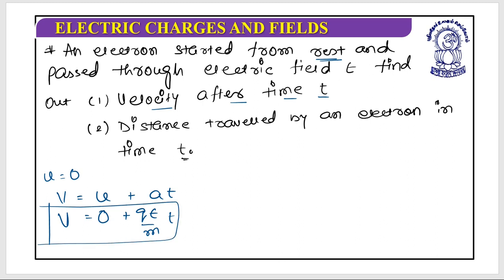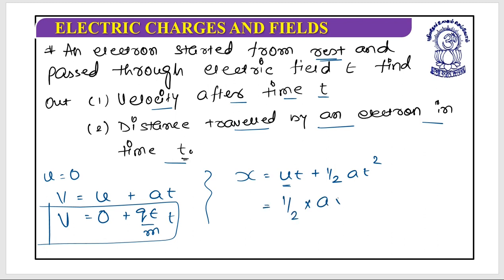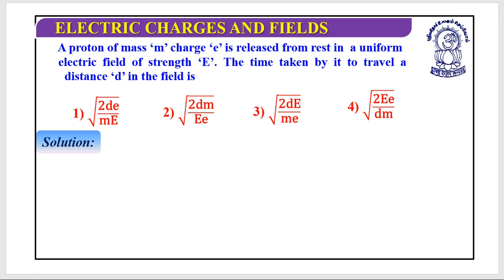Now the distance traveled by the electron in time t has also been asked. So x equals ut plus half at square. u would be 0 as they have told us, so x equals half into a into t square, and when I replace a, it is half into qE by m into t square. This is equal to x. Do you understand these things? Are you sure? Great. Shall we move to the next question? Are you ready? Let's check.